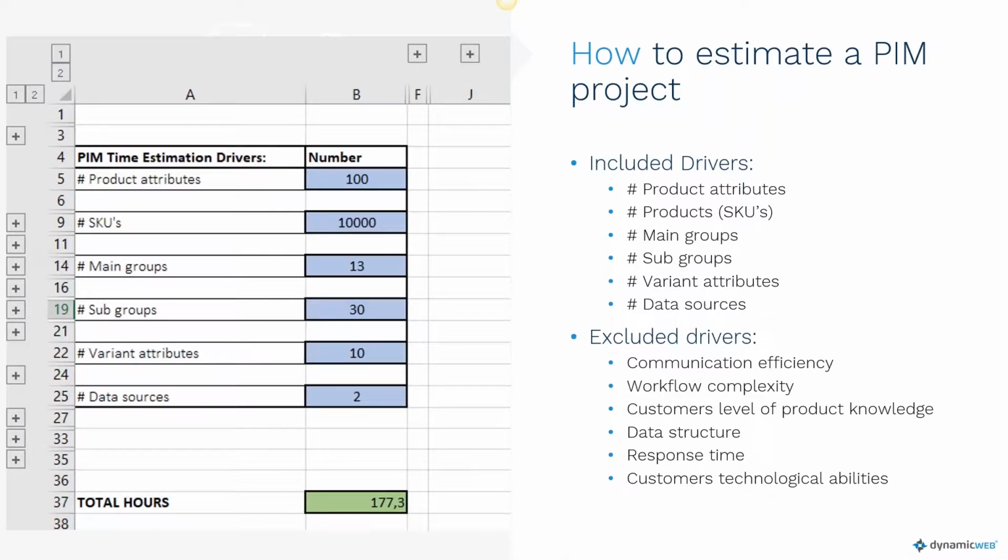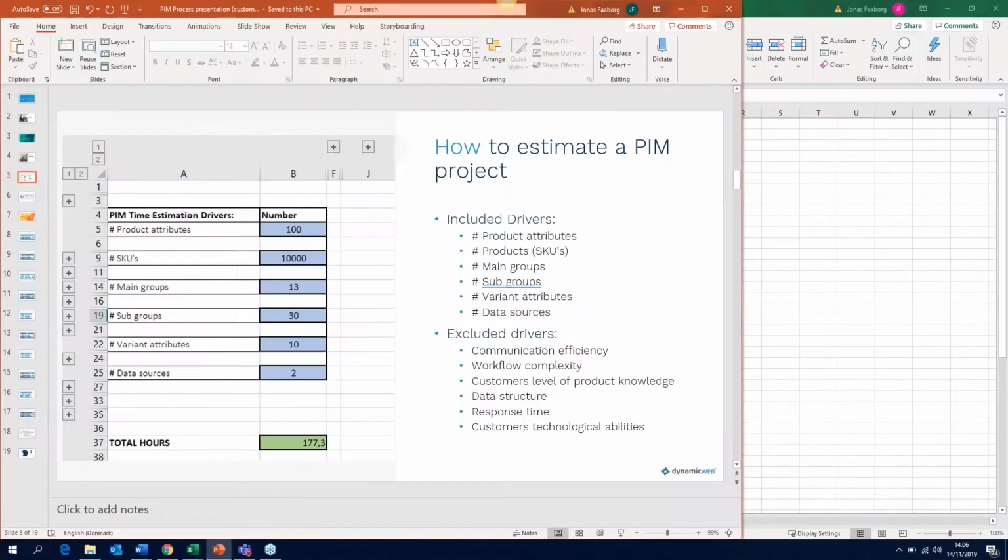So let's have a look at the included drivers that are part of this time estimation tool. First of all, product attributes. A product attribute is a characteristic of a product that needs to be in a field of its own, you can say. Let's have a look at a specific example of this.